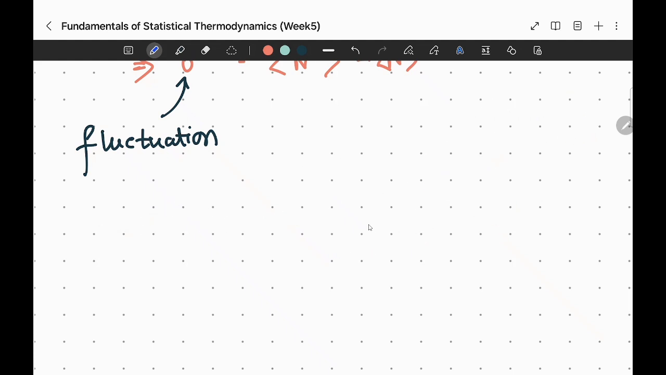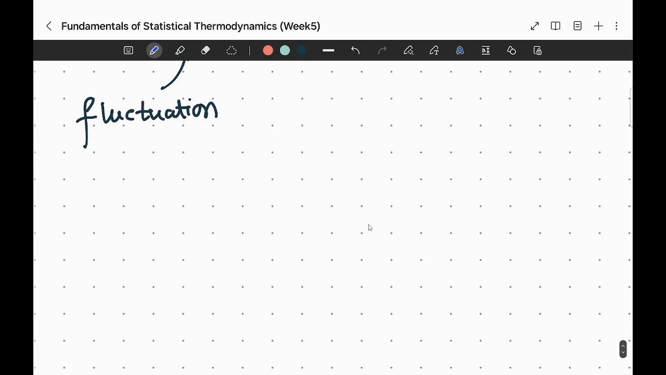If the fluctuation is large, then the average value is meaningless. That's why you have to calculate the fluctuation here. So we have to calculate the fluctuation for internal energy. How can we calculate this? Sigma E square, just the same. It is E square average minus E average square.